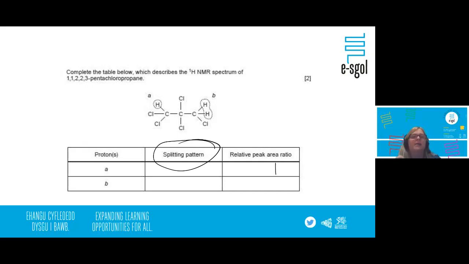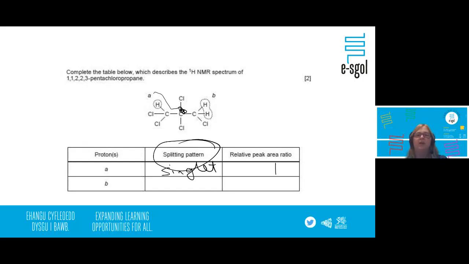Now, splitting pattern takes on board how many protons are on the neighbouring carbons. If you look at A, the neighbouring carbon is this one. Well, it's got none of them, okay? So the splitting pattern rule is however many there are on the neighbouring carbon plus 1. So being that the neighbouring is a 0, do not forget the plus 1. The splitting pattern would be a singlet.